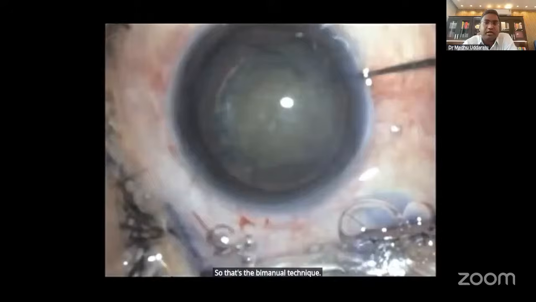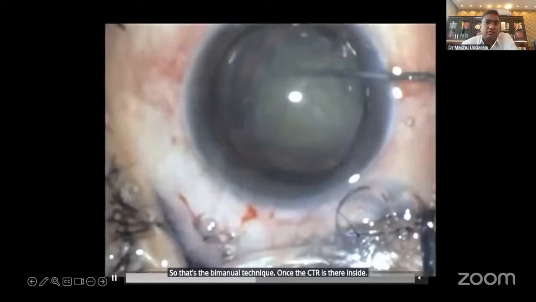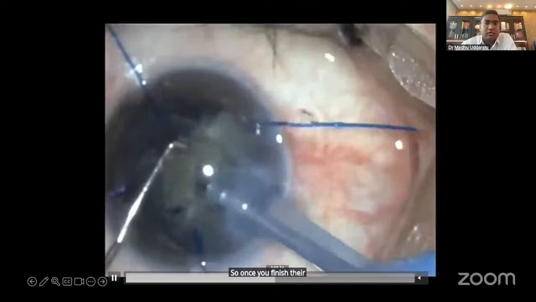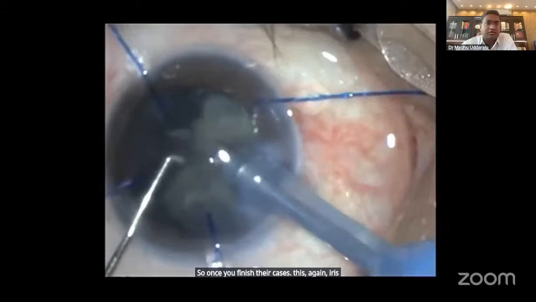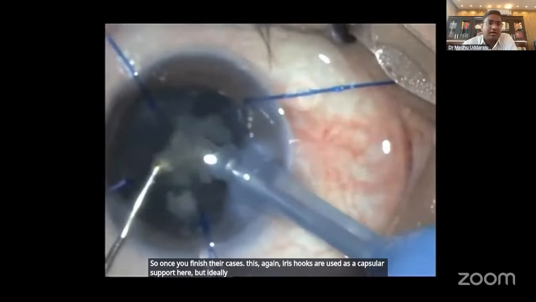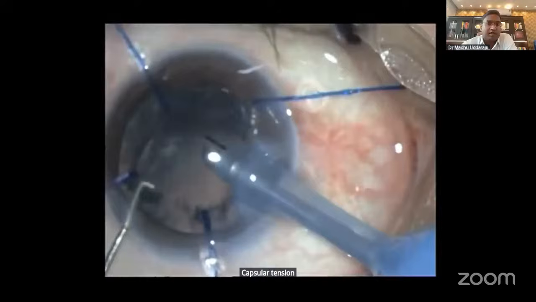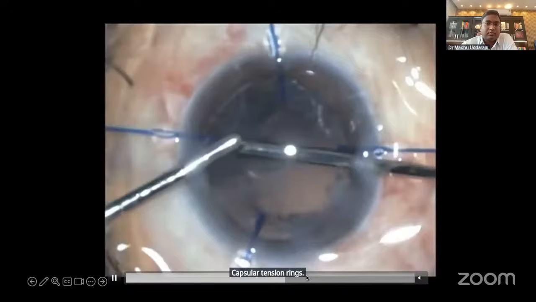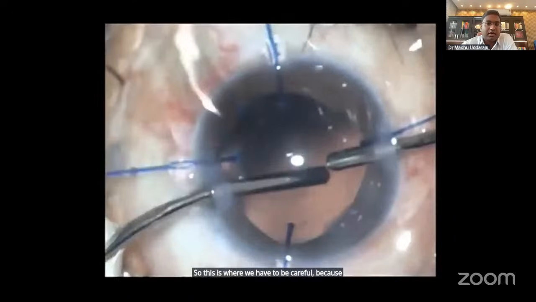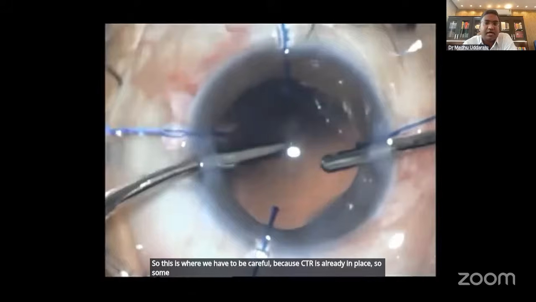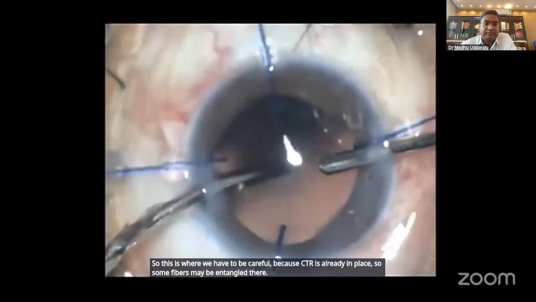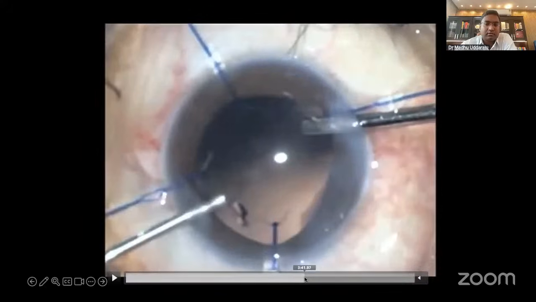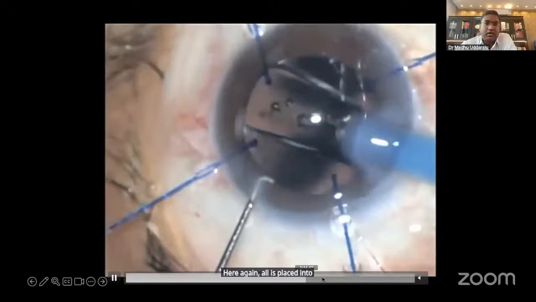Once the CTR is there inside, the steps are again routine. So I'll just forward in the interest of time. So once you finish the cases, again, iris hooks are used as a capsular support here, but ideally you should use the capsular tension rings. So this is where we have to be careful because CTR is already in place. So some fibers may be entangled there. Here again, the IOL is placed into the bag.